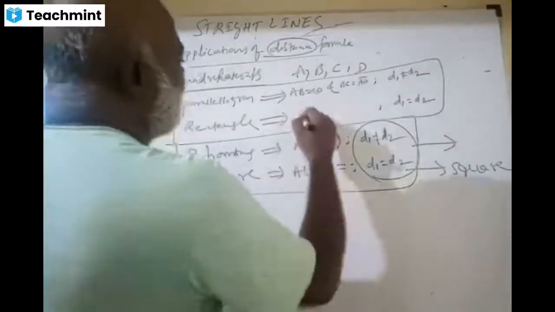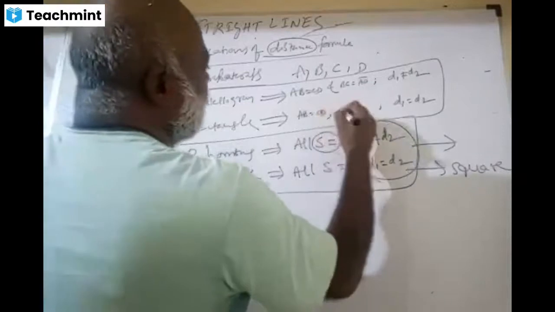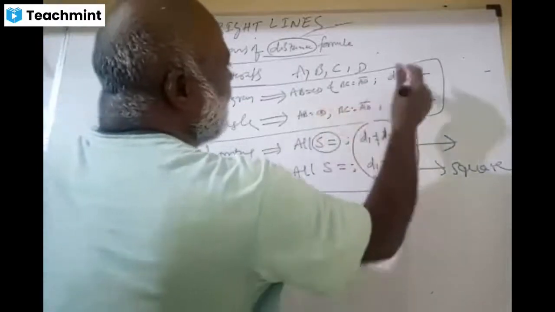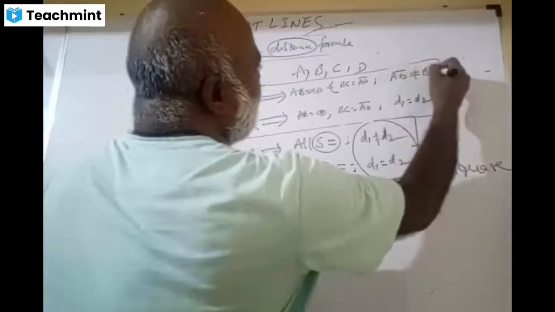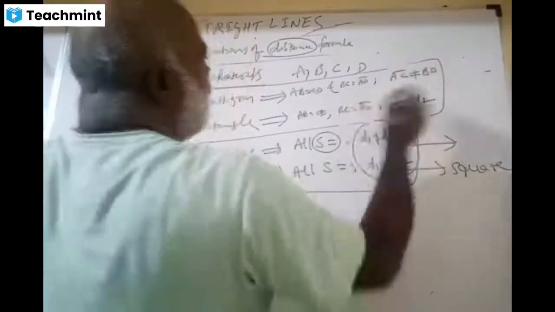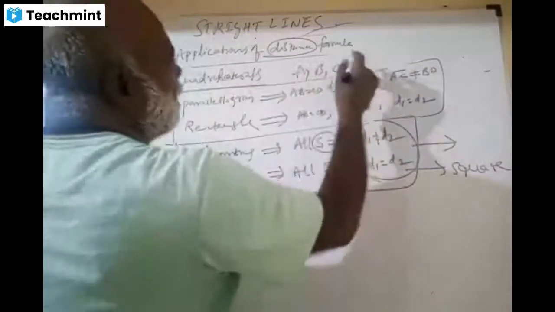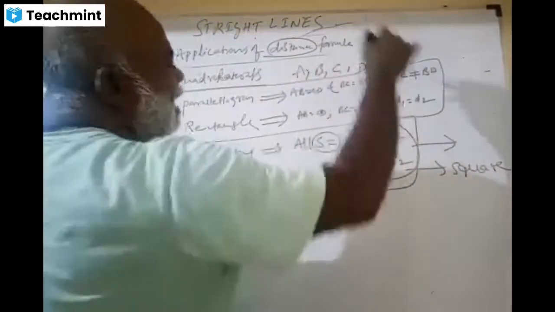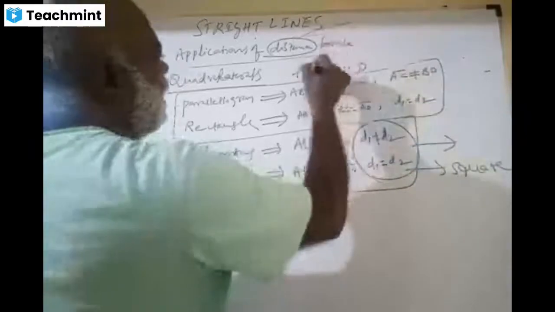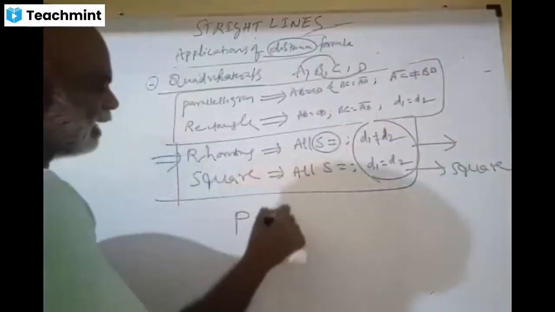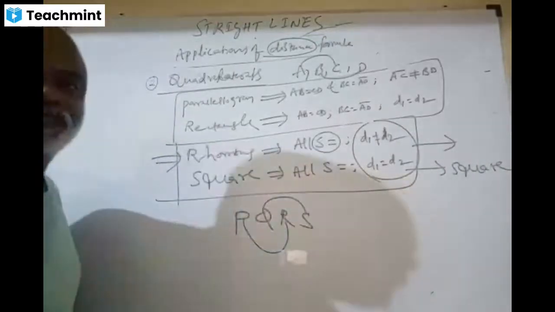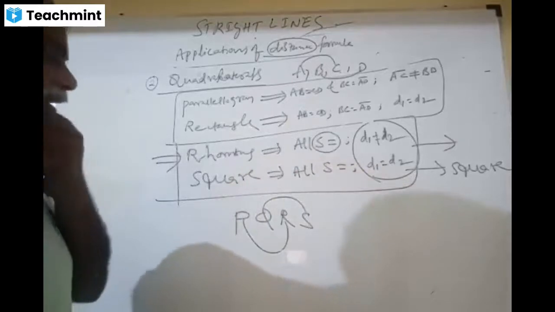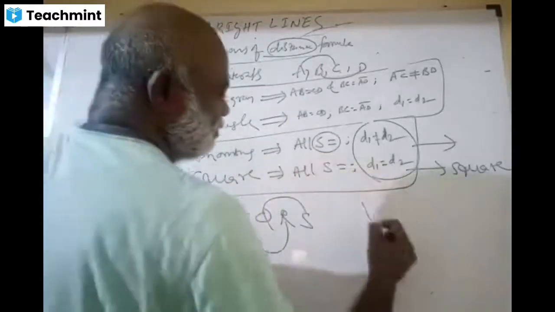So here also opposite sides are equal. AB equal to CD and BC equal to AD. Here diagonals means what? AC is not equal to BD. Look, A, B, C, D are the consecutive vertices of a quadrilateral, AC and BD like this. P, Q, R, S. What are the diagonals? PR and QS. Please. Yes or no?